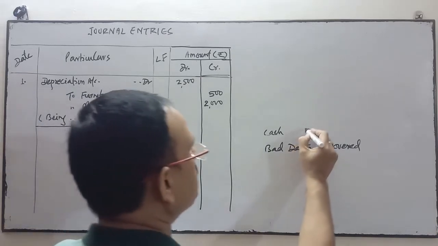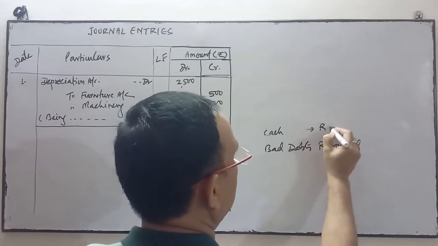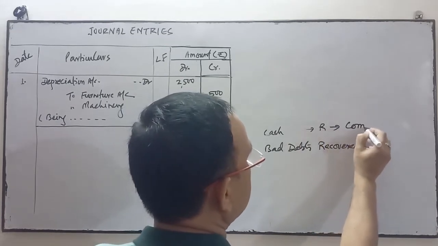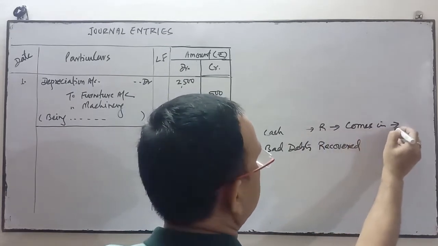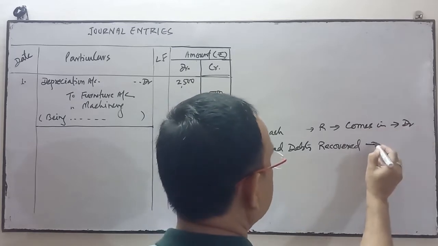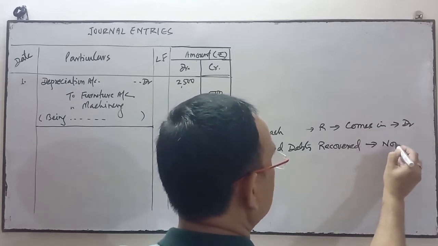So cash comes into the business. Cash comes under real account. What comes in is debit. What comes in is debit. And bad debts recovered comes under which account? Nominal account.